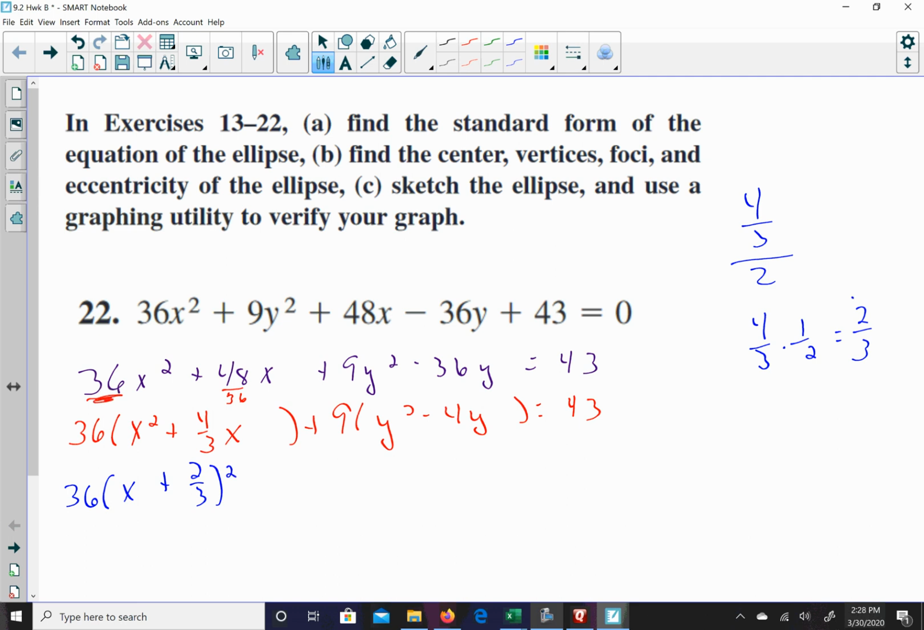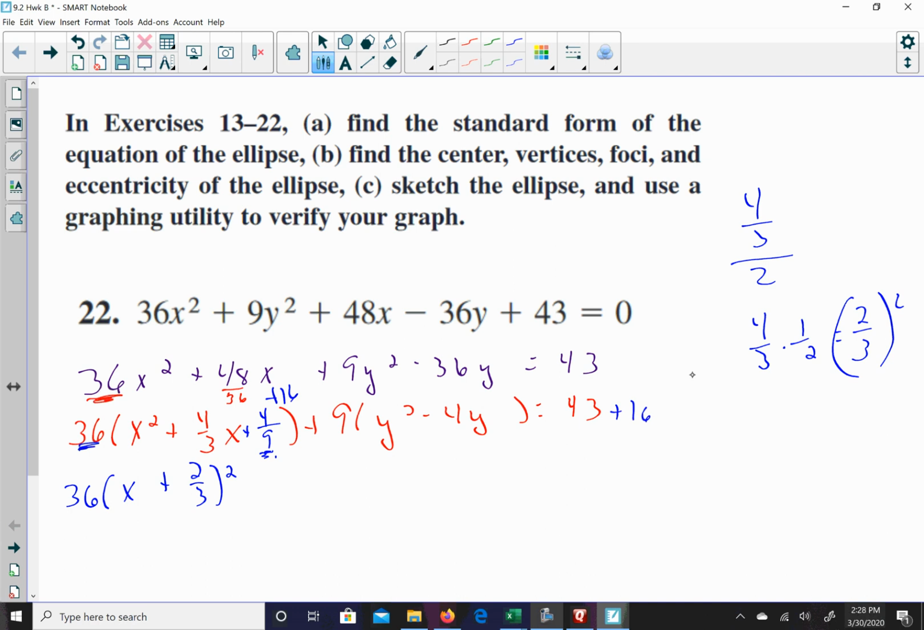When I square 2/3, remember you square the numerator. So 2 times 2 is 4. You square the denominator. 3 times 3 is 9. So I get 4/9. So I've got to figure out what I added to the left side. I put a 4/9 here. So yes, I did add 4/9 there, but I really added 36 times 4/9. So on my calculator, I'm going to take 36 times 4/9 and realize that I added 16 to this side, which means I'm going to have to add 16 to this side.